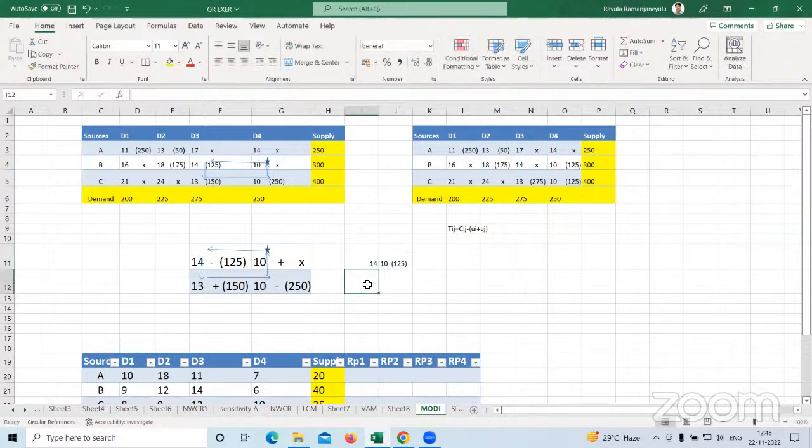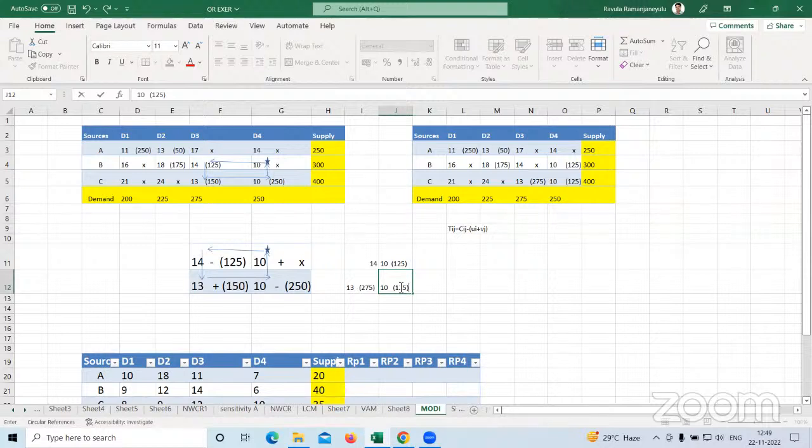The plus is kept as a sign to understand in which cell we need to add and in which cell we need to subtract. And for 13, the number of units increases: 150 plus 125, 275 comes to. We need to add that 125 units here. And for this cell, the units will decrease because it has a minus sign. So 250 minus 125.